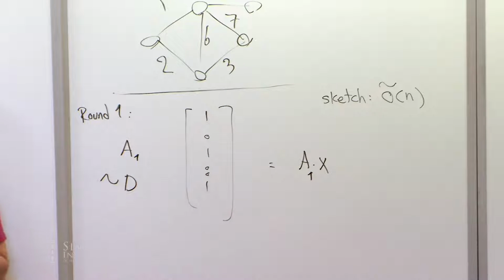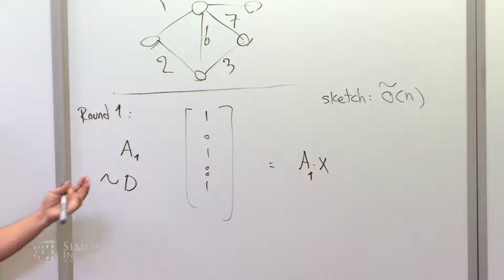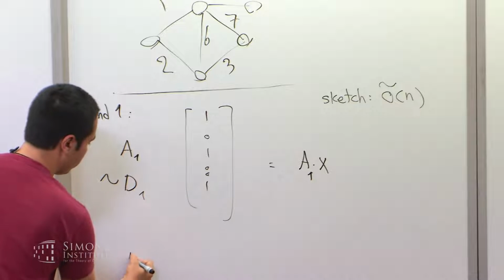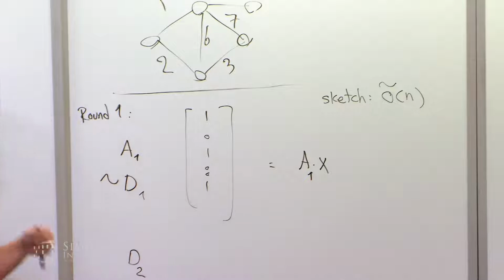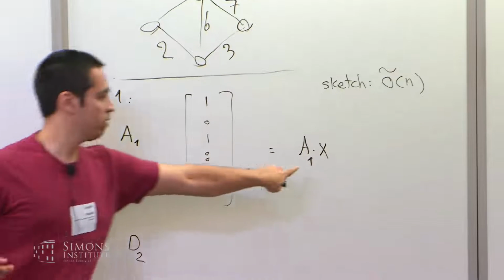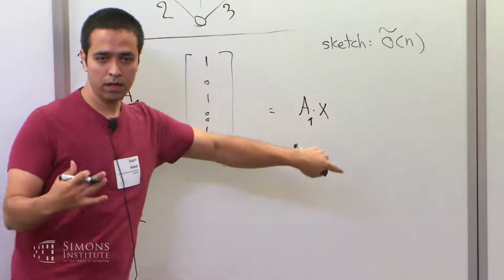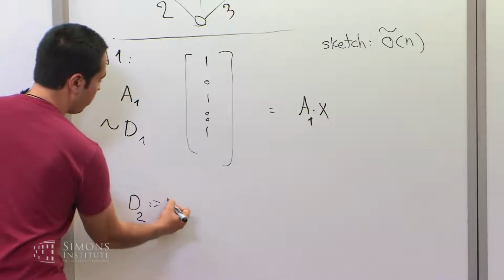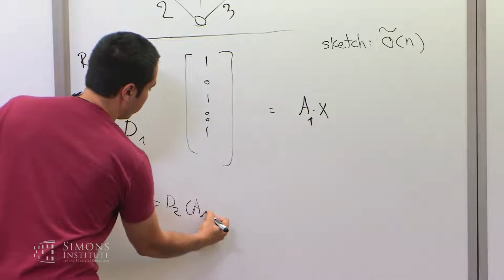Sounds good? So I learned something about my graph. And now I'm going to design a distribution. If this was D1, I'm going to design a distribution D2 that this time depends on my graph through this sketch. I learned something about the graph, so let me use that information. So now D2 is some function of A1x.